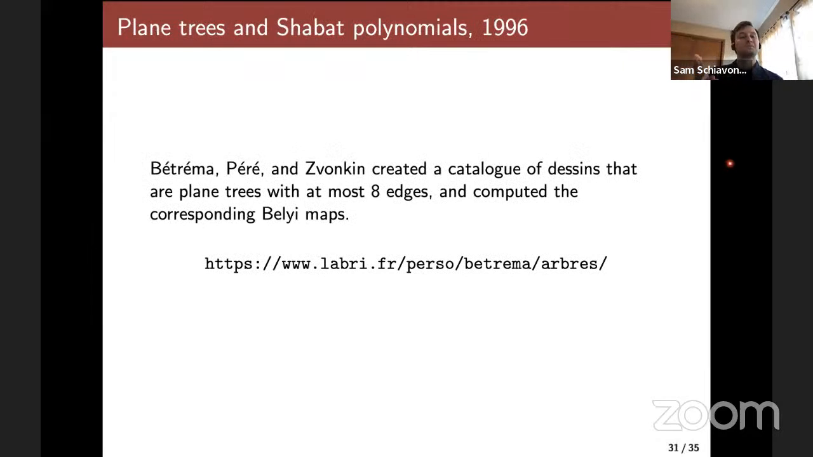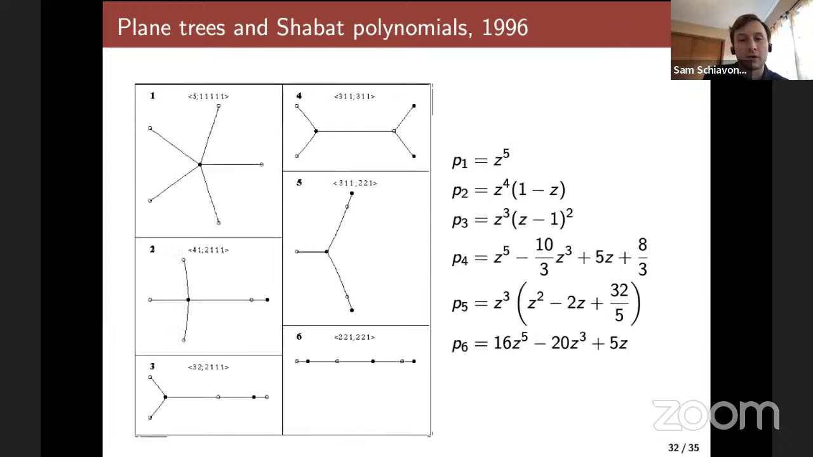Okay, so there was an original database of Belyi maps made by Betrema, Perret, and Zvonkin in the 90s, where they created a catalog of dessins that were plane trees with at most 8 edges, and they computed the corresponding Belyi maps. You can see their database online at this link. So this was sort of inspiration for us. Here's an example: all the plane trees with 5 edges and the corresponding Belyi maps.